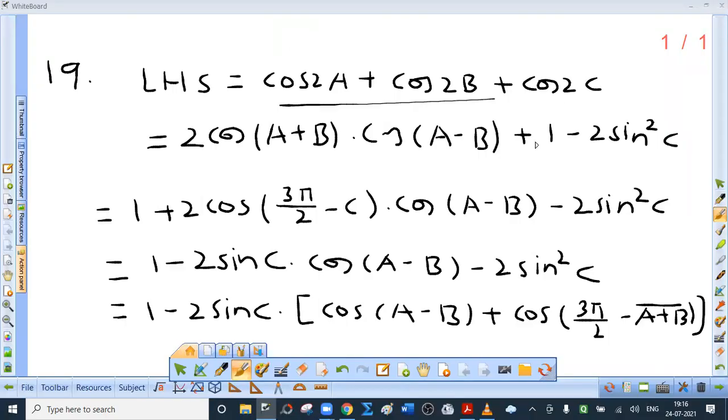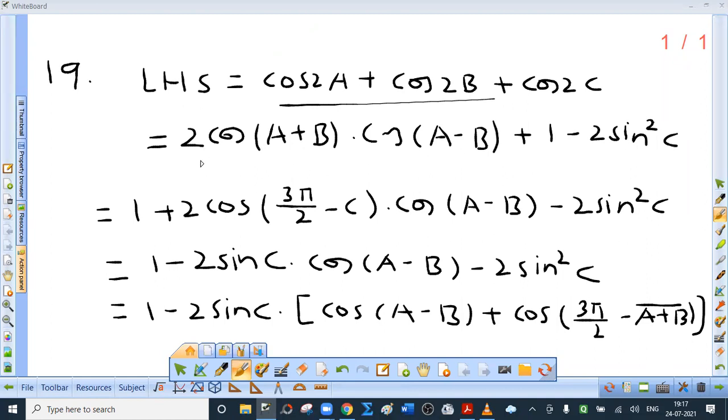Sum number 19. If A plus B plus C is 3 pi by 2, then prove that cos 2A plus cos 2B plus cos 2C is 1 minus 4 sin A sin B sin C. On the first two, apply cos C plus cos D. Now cos 2C is written as 1 minus 2 sin square C. Why? Because we need 1 in the answer and we need sin C also.